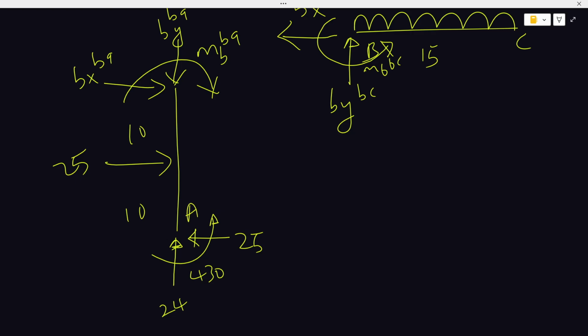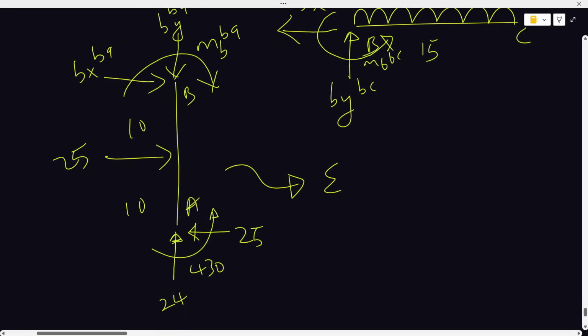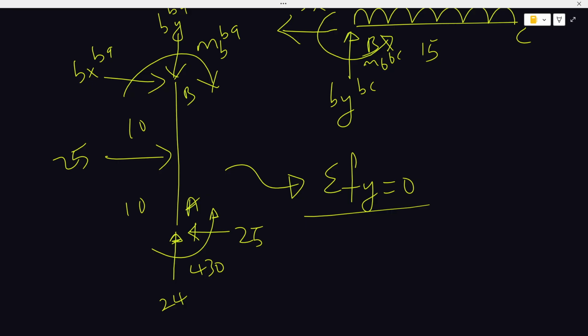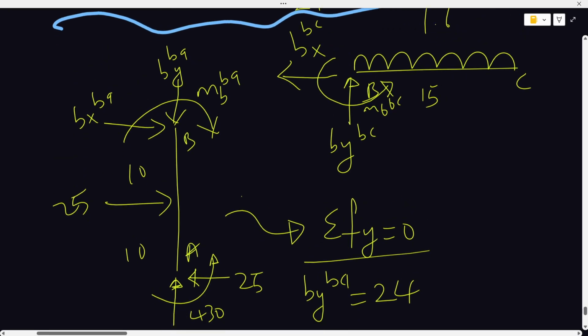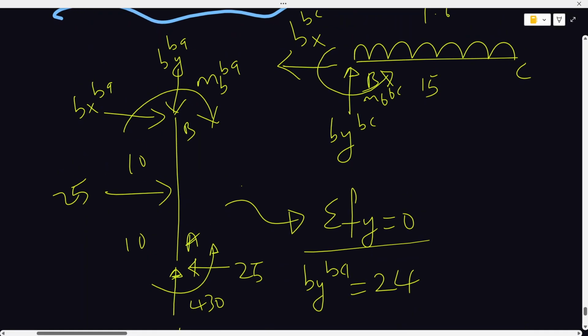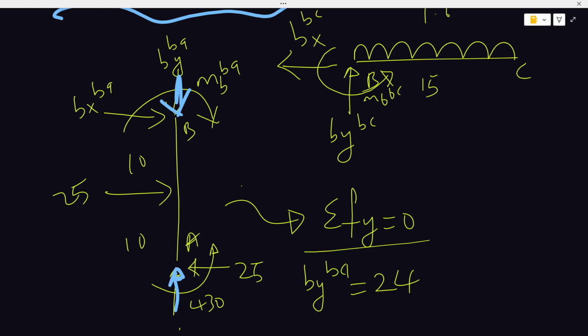This is A, B. Applying equilibrium equation, summation Fy is equal to 0. I'll be having that BYBA is equal to 24. I mean, upward is equal to downward. Can you see? BYBC, downward, is equal to upward also, equal to 24.